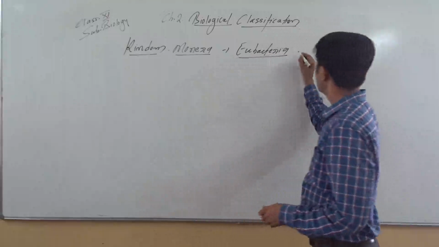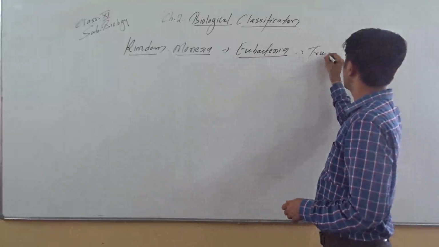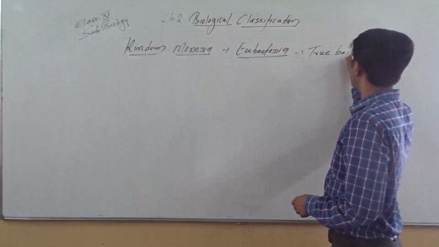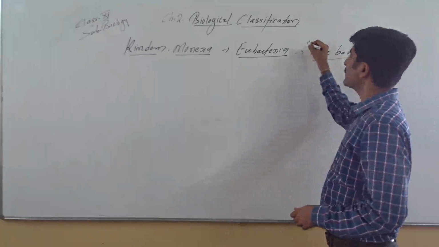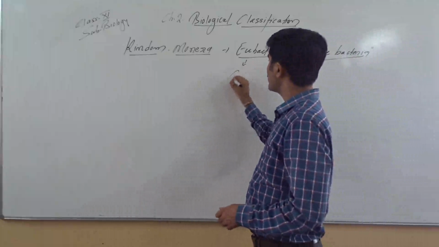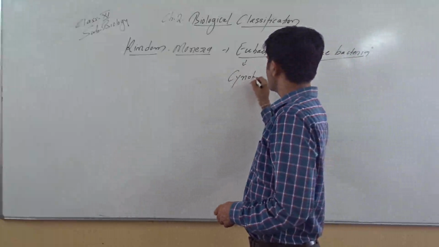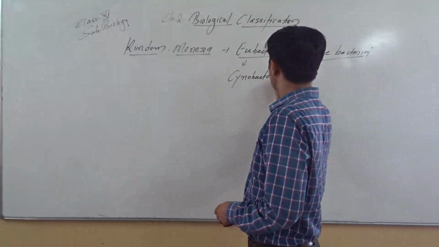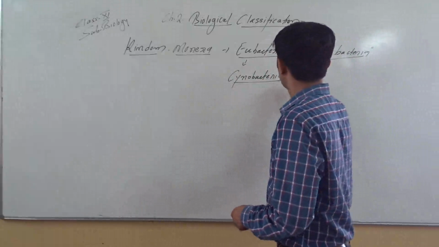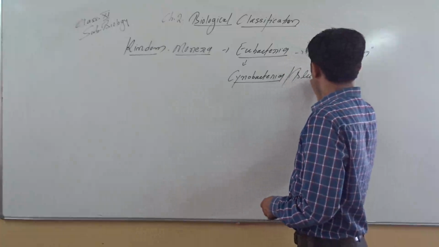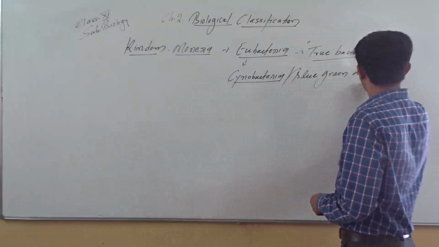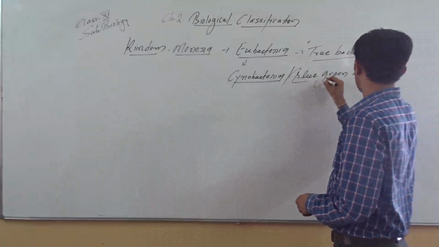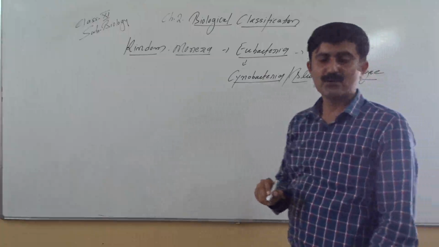Eubacteria, or these are called true bacteria. Eu means true. These are commonly known as true bacteria. So here the example of bacteria we are going to take is cyanobacteria, or cyanobacteria are also known as blue green algae. These are known as blue green algae.